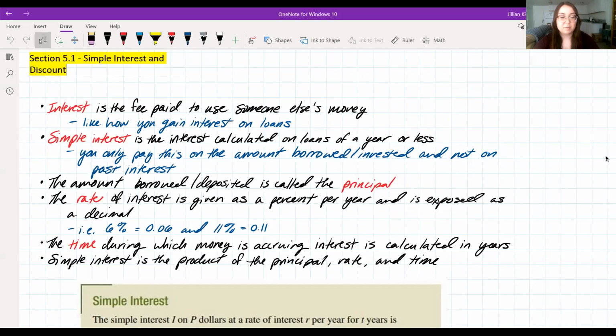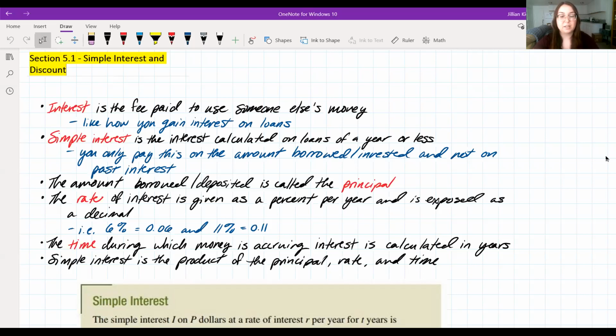Then we have the amount borrowed or deposited is what we call the principal. So the principal is what we'll say is the amount. If you borrowed maybe $5,000 from the bank, your principal will be $5,000. So it's the amount that you invested or you borrowed. So it's that initial amount.